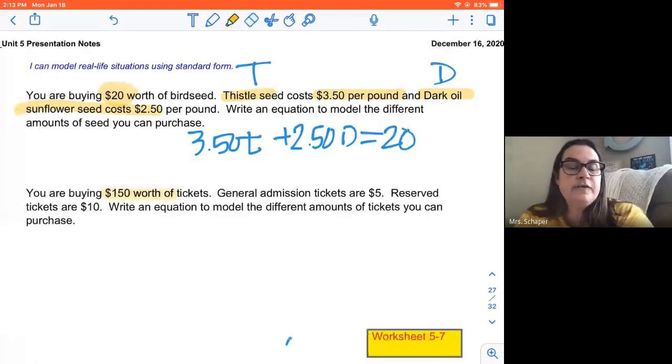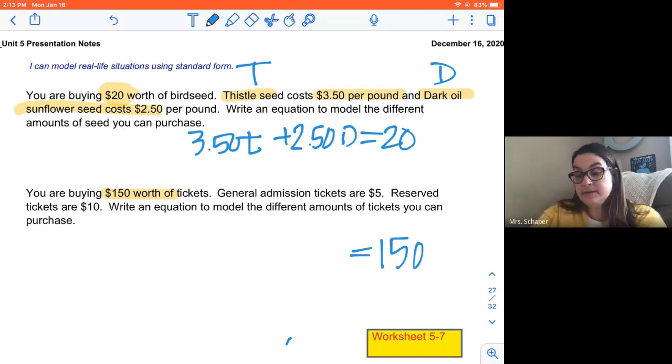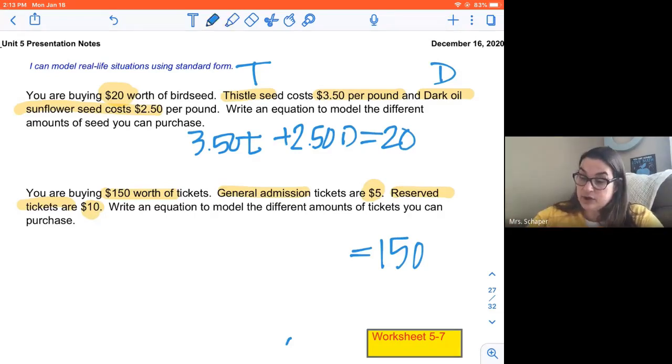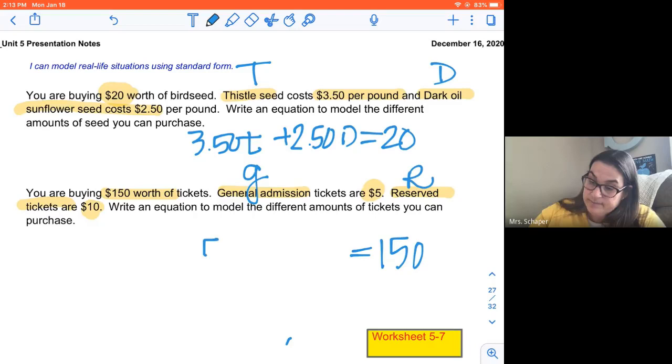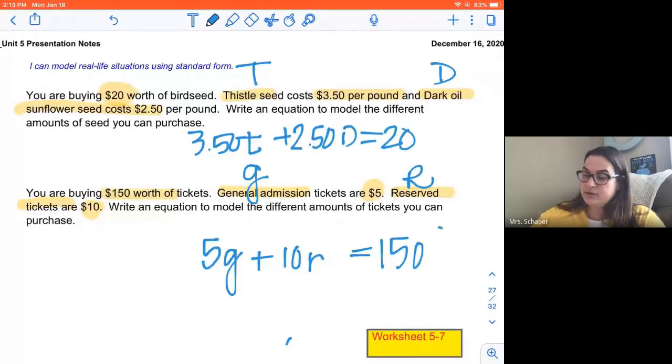We're going to buy $150 worth of tickets. That's my total. It equals 150. There are two types of tickets: general admission tickets that are 5 and reserved tickets that are 10. So general admission are 5. I'm going to take $5 times the number of general admission tickets plus 10 times the number of reserved tickets, and that total is going to equal $150.